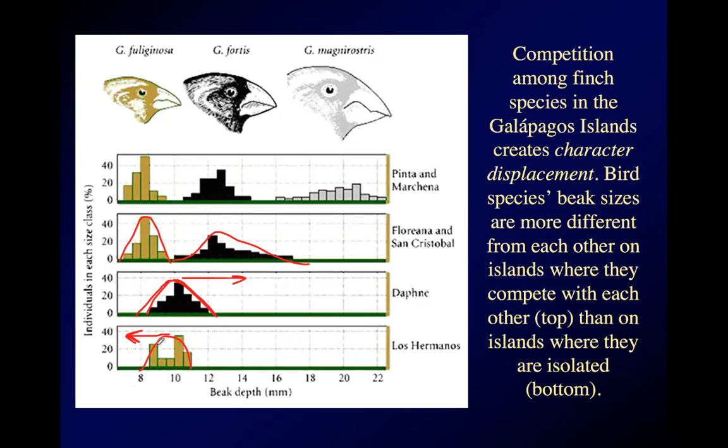Where the two species don't live together, selection does not tend to make them less like each other, and so they overlap quite a bit. And we call that character displacement. And we actually get the same thing where we get large-beaked ground finches on the islands of Pinta and Marchena coexisting with medium-beaked and small-beaked ground finches. So that's character displacement for you.